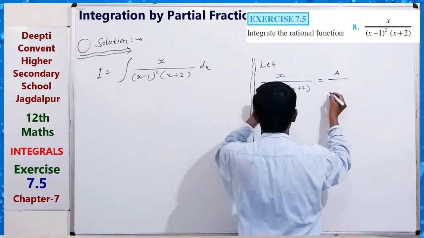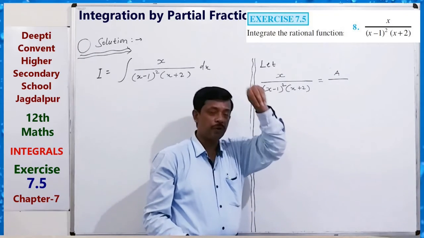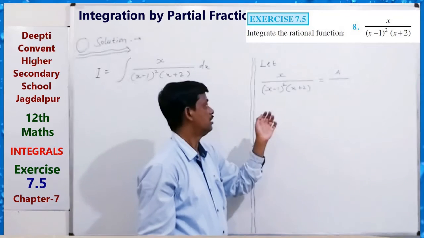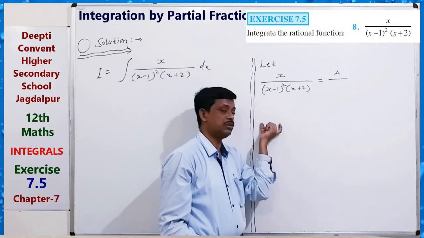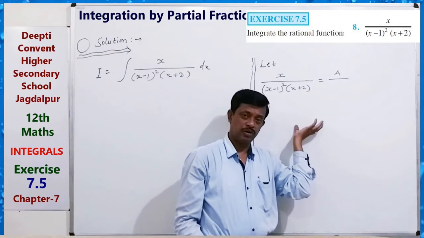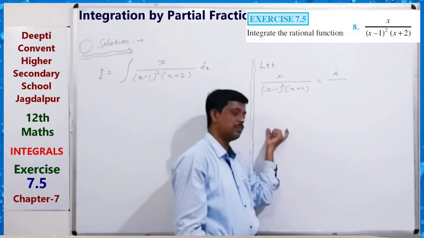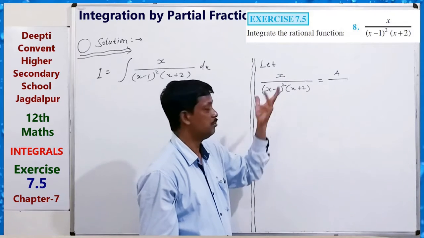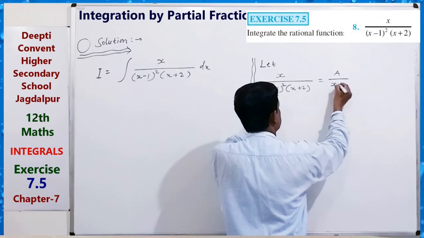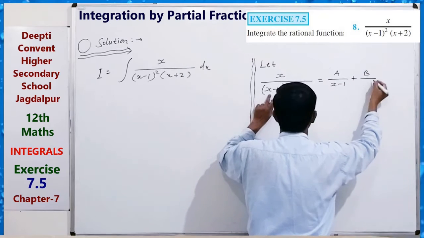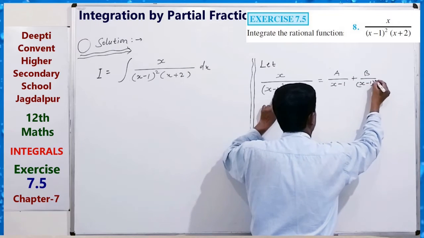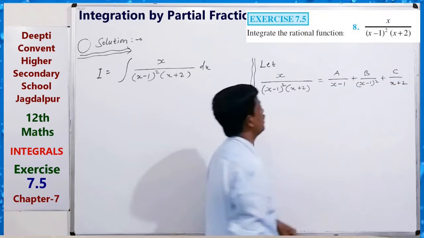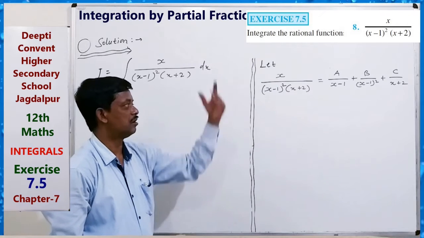A upon linear factor to the power. How many power? 2. If 3 power then 3 times, 2 power then 2 times, you have to write. First, if 2 then first with single power, second with power 2. If power 3 then first single power, second power 2, third power 3. So here will be 2 parts. So a upon x minus 1 plus b upon also x minus 1 square plus third c upon x plus 2. We have to write like this. Clear? Now we can solve it.